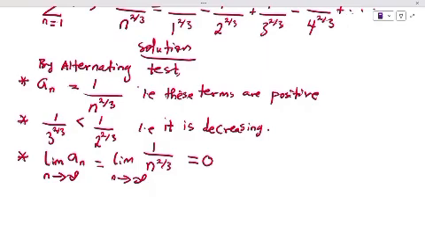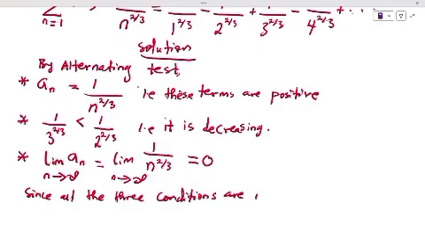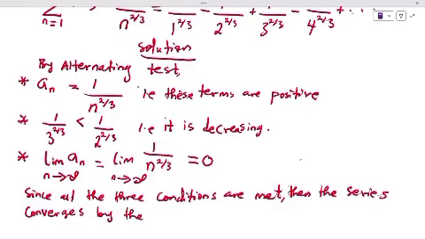Right? So looking at all this, since all these three conditions are met, then the series converges by the alternating test.